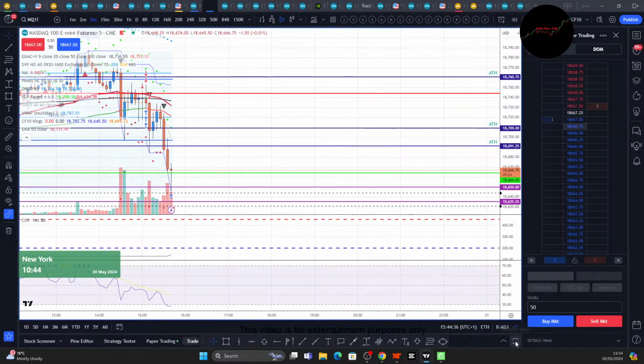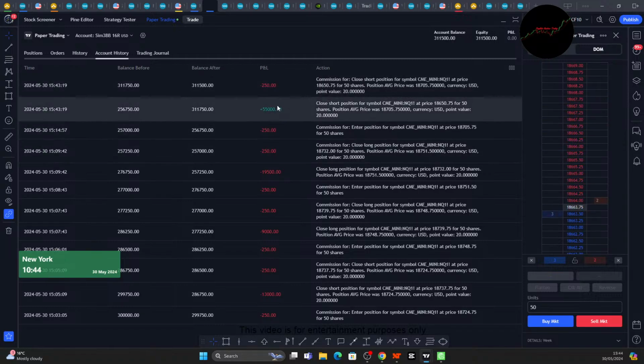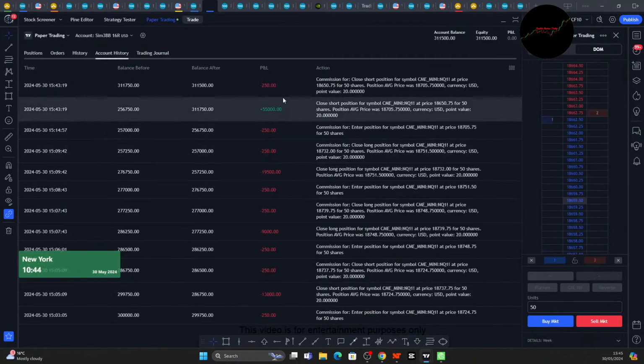So we picked up, oh no, it's 55 minus 500, so it's 54.5. So we lost 20. So we've netted out 11.5 points. Of course, we've netted out 11.5 points.